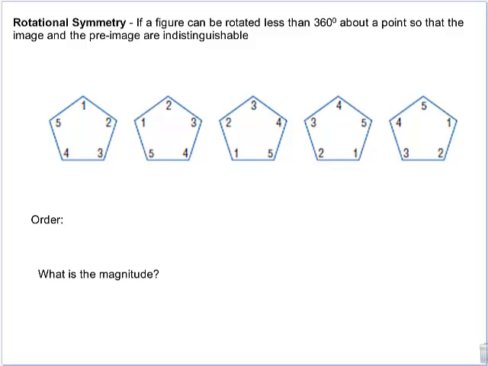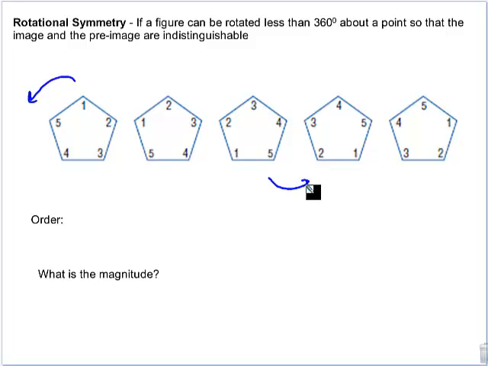The other thing we have to talk about is something called rotational symmetry. Rotational symmetry is that if a figure can be rotated less than 360 degrees, so less than one full time around, about a point, its image and pre-image are indistinguishable. Here is a regular pentagon, first rotated to the left, and then rotated to the left again, because now your angle 1 is down here.